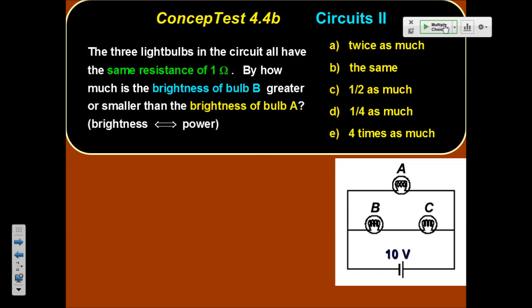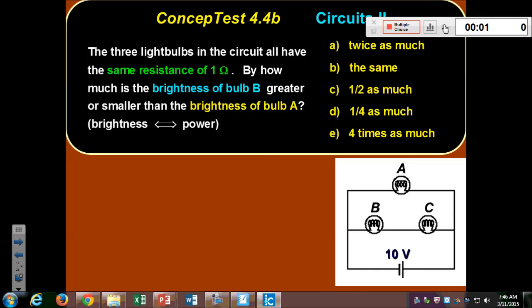3 light bulbs are in a circuit. Each has a resistance of 1 ohm. By how much is the brightness of bulb B greater or smaller than the brightness of bulb A? We'll stop with this one. We're sort of getting into combination circuits, which we haven't really covered yet. So we might revisit this question in just a little bit.